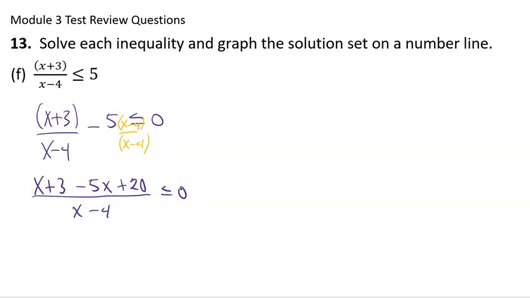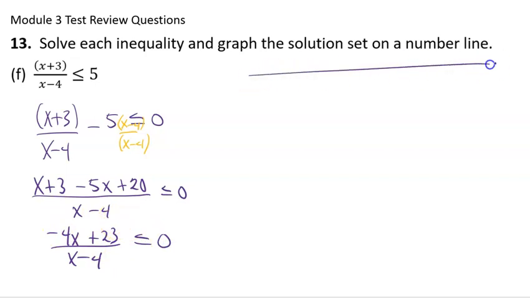I need to now add like terms. So I've got an x and a minus 5x. That's minus 4x. And I got a 3 plus 20. That's plus 23 over x minus 4. Now what do I do? Well, now it looks like the rest of the problems, except we just got something ugly on top.